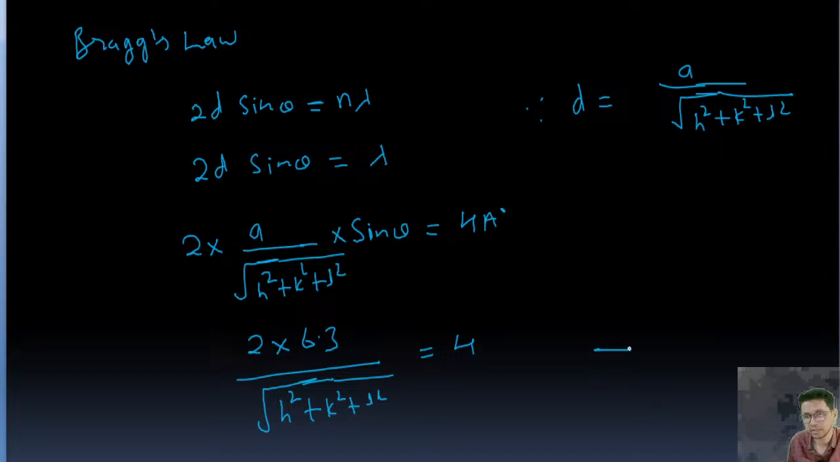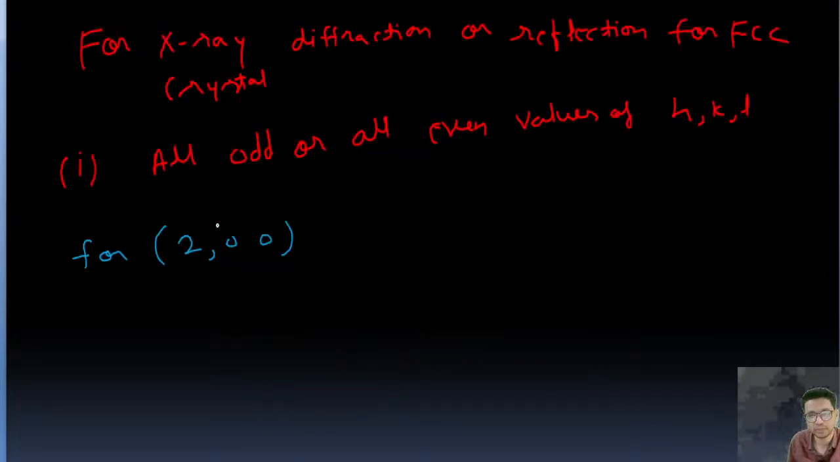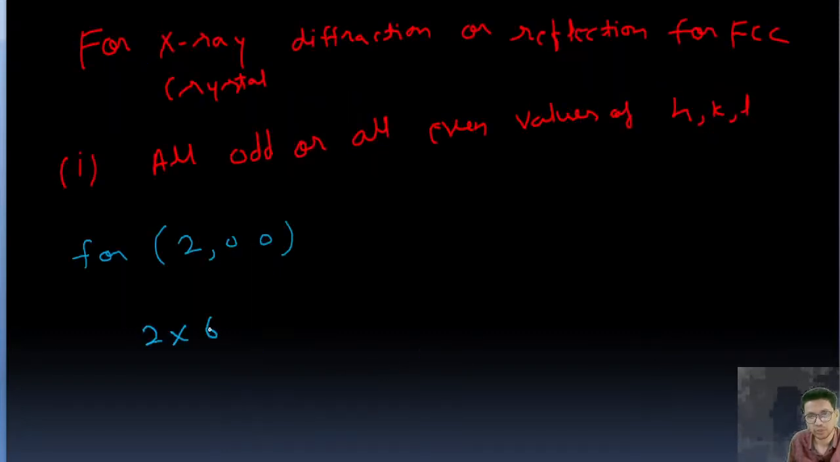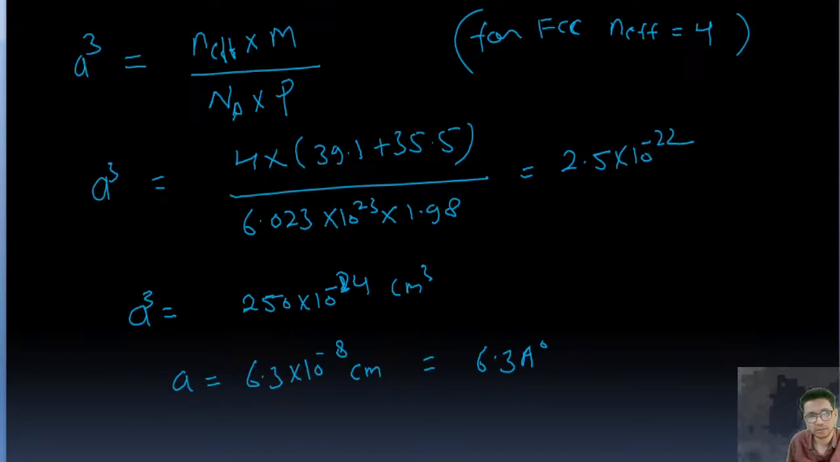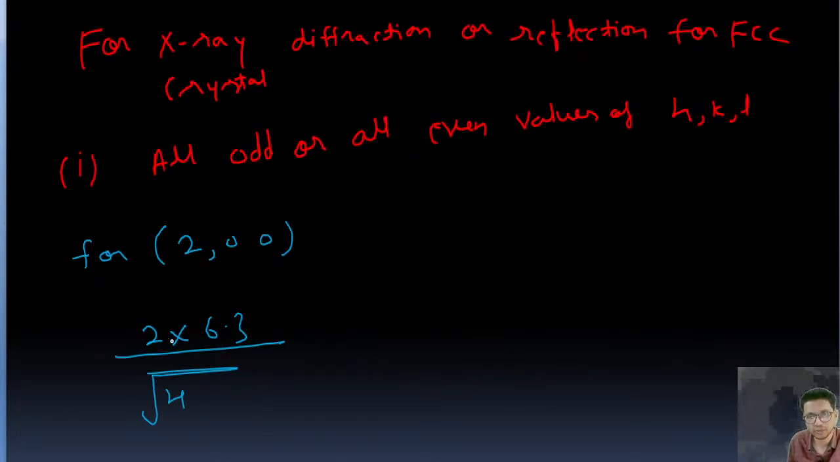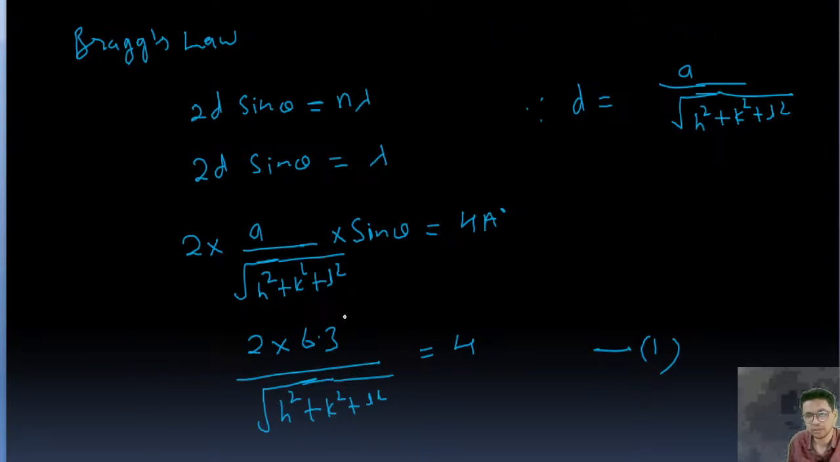This equation, I can say this is equation 1. Okay? So I can put it. So this is going to be 2 into 6.3 upon root 2 to the 4 h square plus k square plus l square. These are HKL values. So this is going to be 4 plus 0 plus 0, which is 4, and this is sine theta, right? This one, this is sine theta.